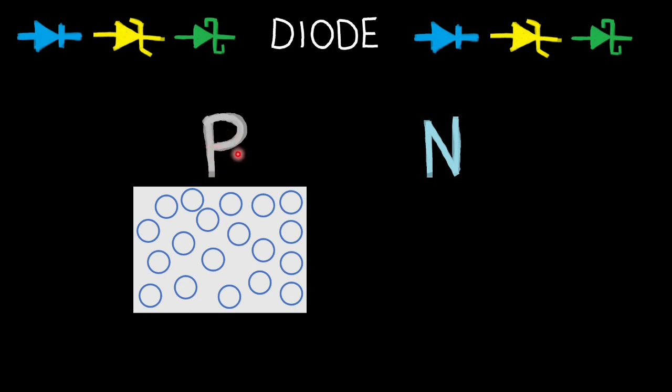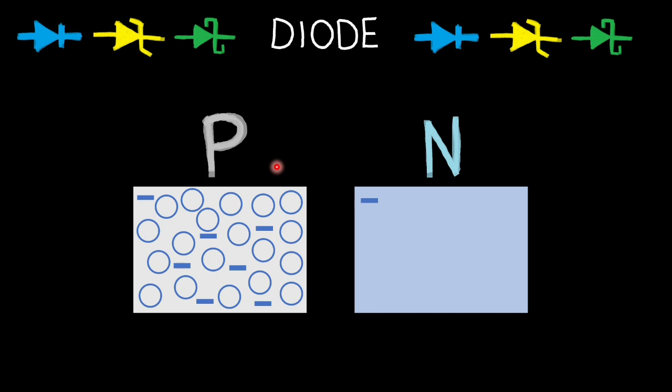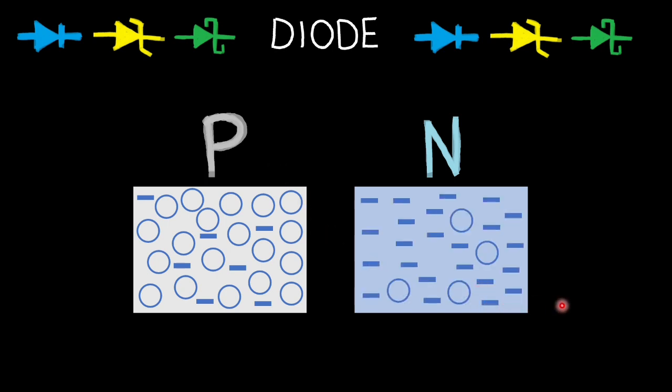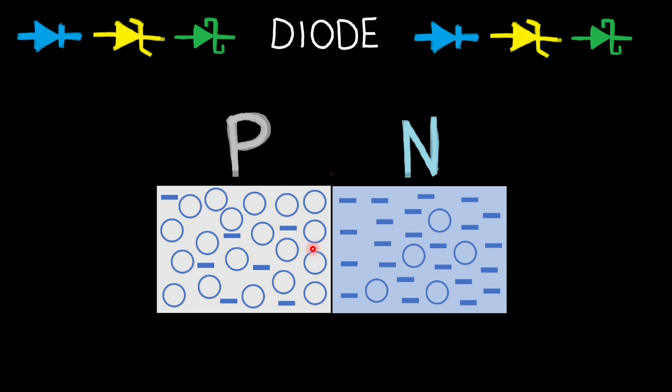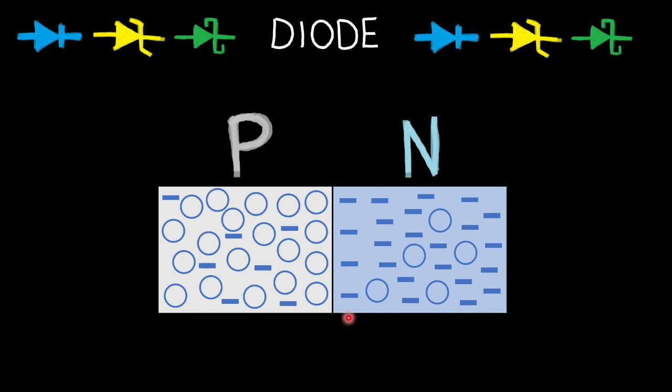A p-type material has many holes and a small number of free electrons, and an n-type material has many free electrons and a small number of holes. These materials, when joined together, are called a p-n junction. Now, the free electrons at the edge of the n-type material will recombine with the holes at the edge of the p-type through what we call diffusion current.